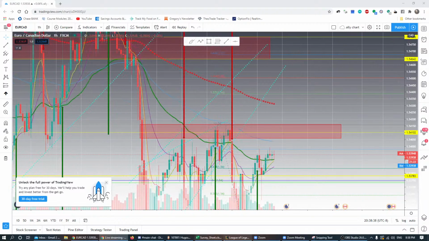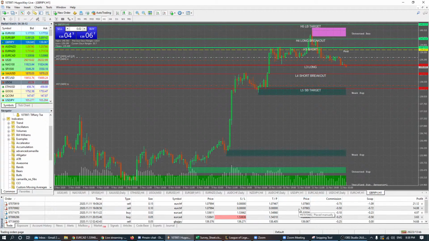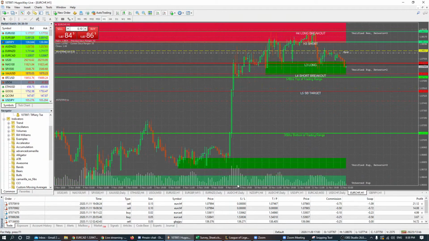So we're trading live. I'm in EURCAD buy, and I am in a GJ sell and EC sell right now. So we got our entry this morning. I think I alerted it. I forgot, but I alerted that this was a sell. So we're up right now.